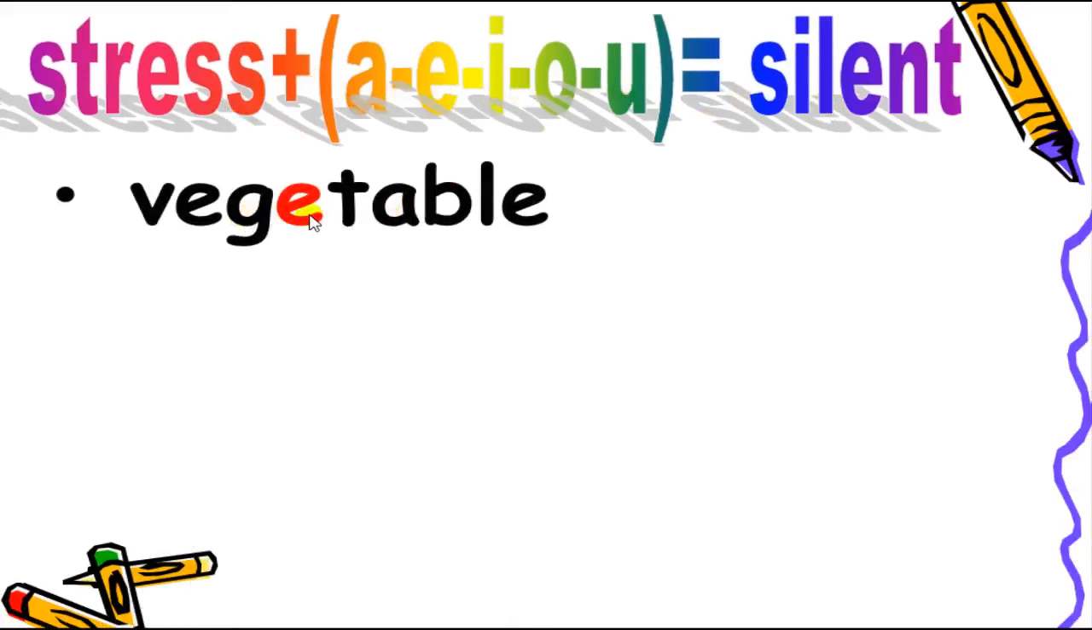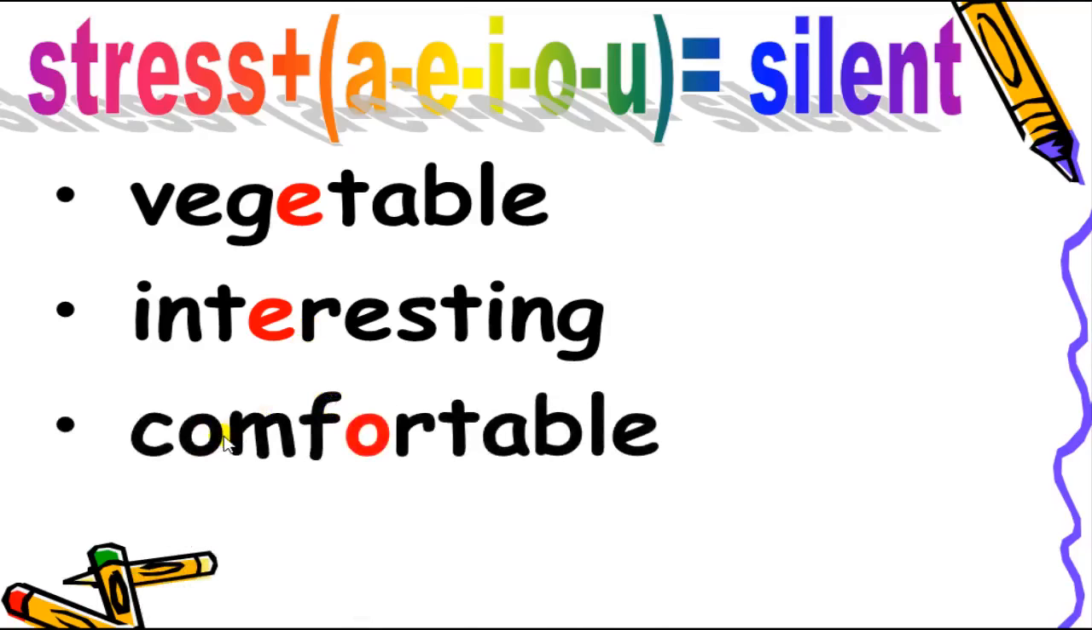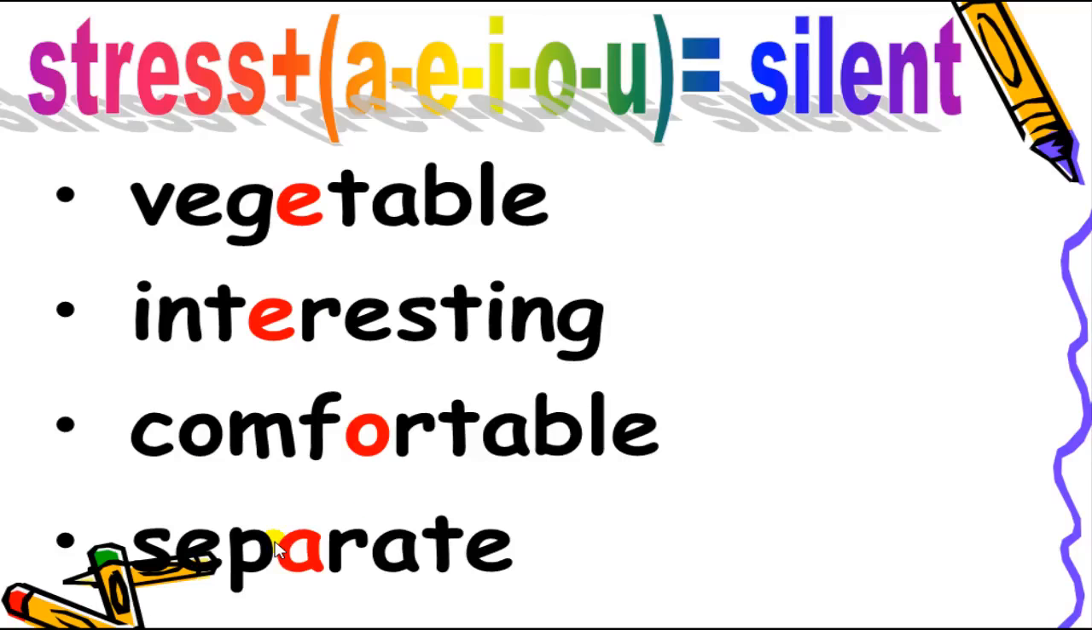Example, vegetable. This is stress in the beginning, veg, E silent. Interesting, E silent, interesting. We say interesting, we don't say interesting. Comfortable, O silent, comfortable. Separate, A silent. I don't say separate, no, separate. So, vegetable, interesting, comfortable, separate, average. So the vowels are silent letters.